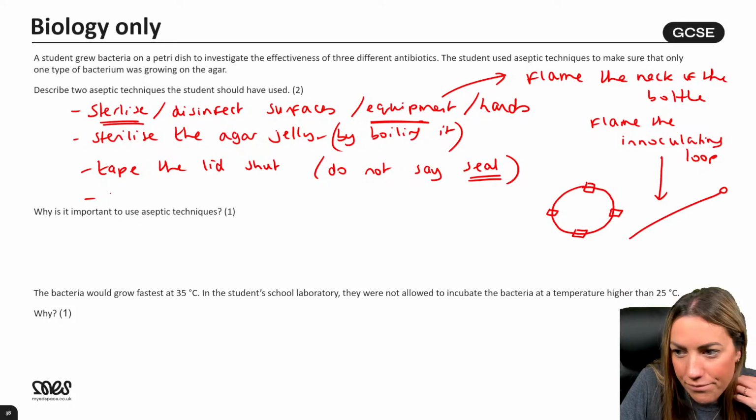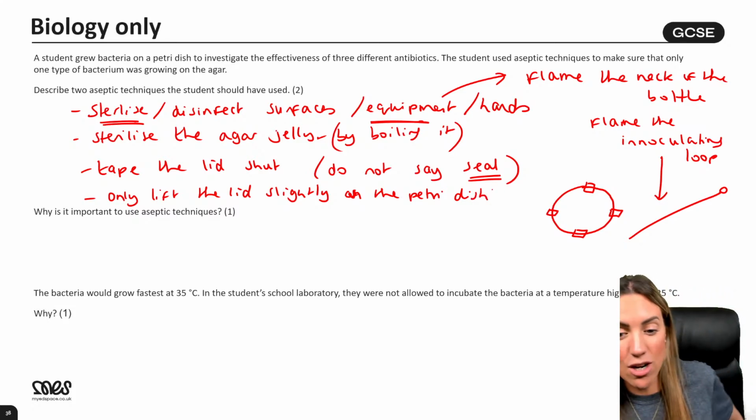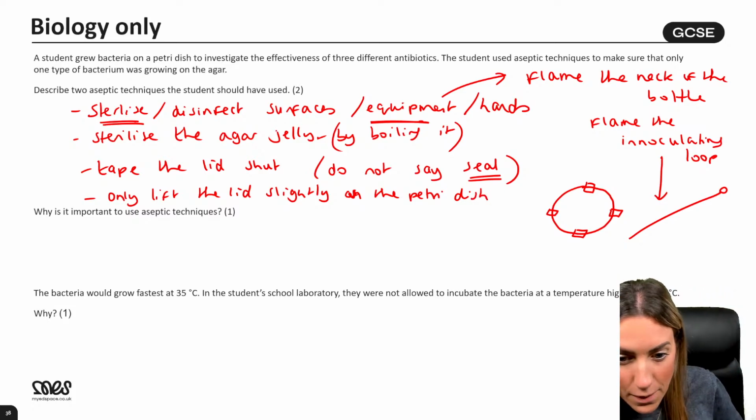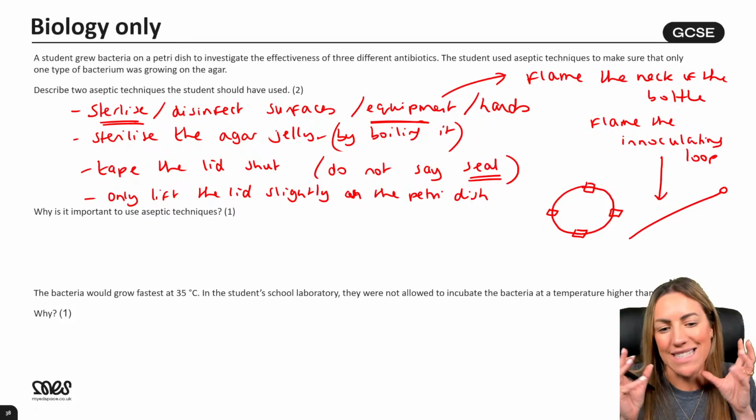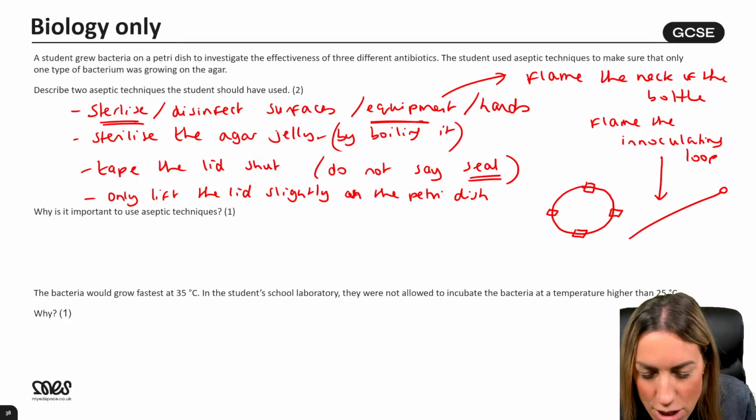What about only lift the lid slightly? What about things like that on the Petri dish? What else could we say for that one, guys? Yeah, pass the inoculating loop through a flame. Chelsea, a microscope has a set resolution. You can't change the resolution. You can only change the magnification. Right, at an angle, yeah.